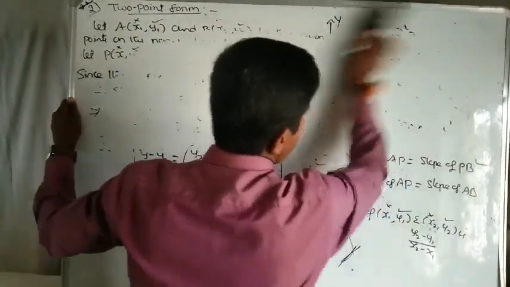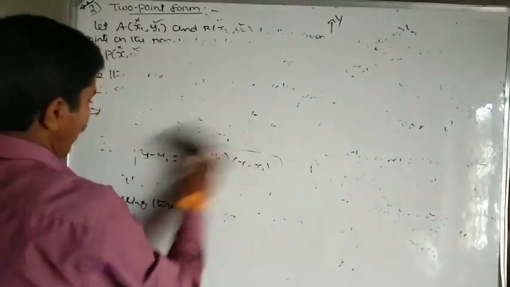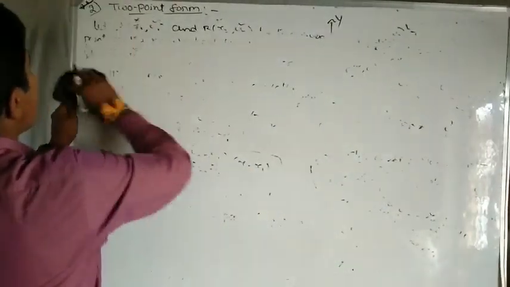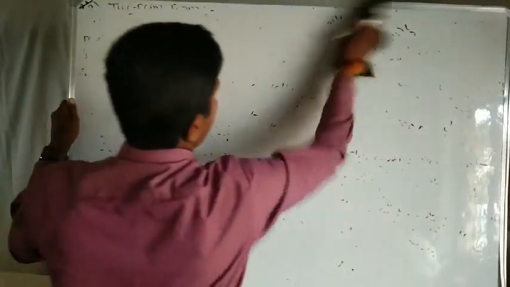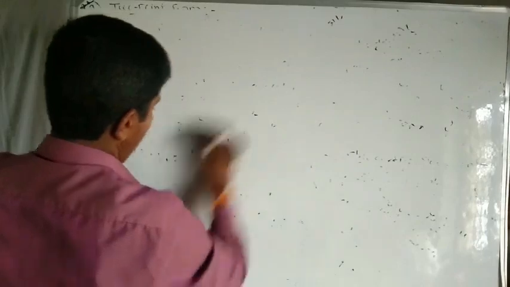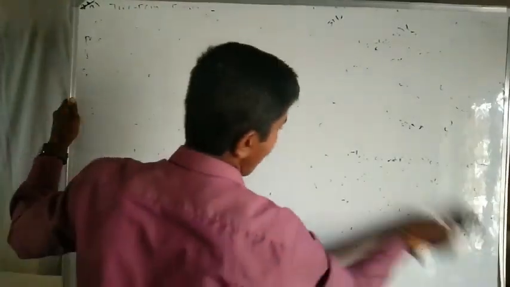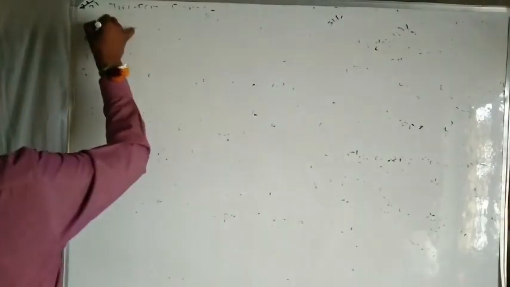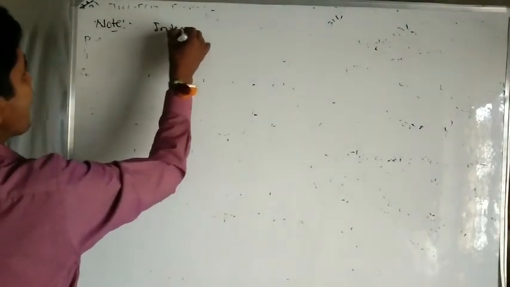So third one, slope intercept form. Before going to slope intercept form, I am explaining one concept: intercepts. I will give the notes. No need to write, just to understand. Intercepts.